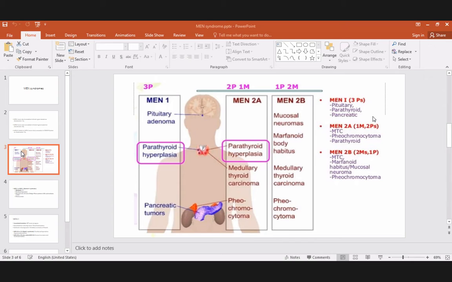In MEN 2, we have MEN 2A and MEN 2B. In MEN 2A, we have parathyroid hyperplasia, just like MEN 1. With this, we have a medullary thyroid cancer, and we have a pheochromocytoma. What is a pheochromocytoma?